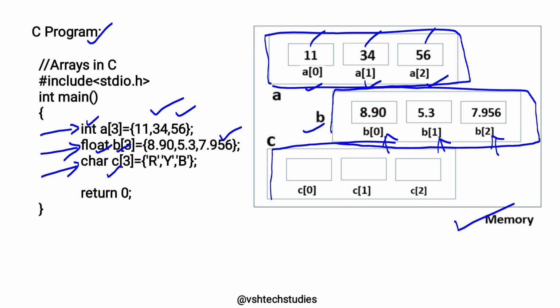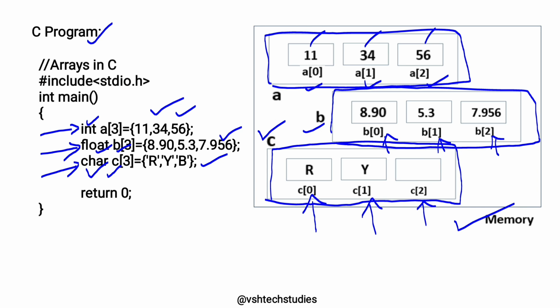Now the third declaration and initialization will reserve three memory locations by name C. So the size of this array is 3. Its name is C, and each element is identified by a different index: C[0], C[1], C[2], which can store only character type of data. As per this initialization, C[0] will have R, C[1] will have Y and C[2] will have B character.